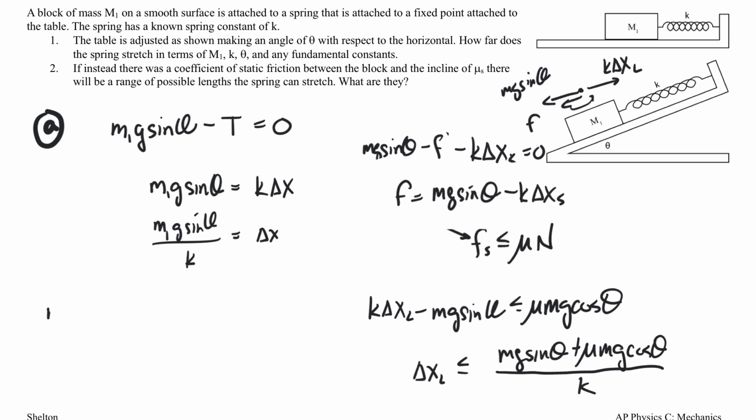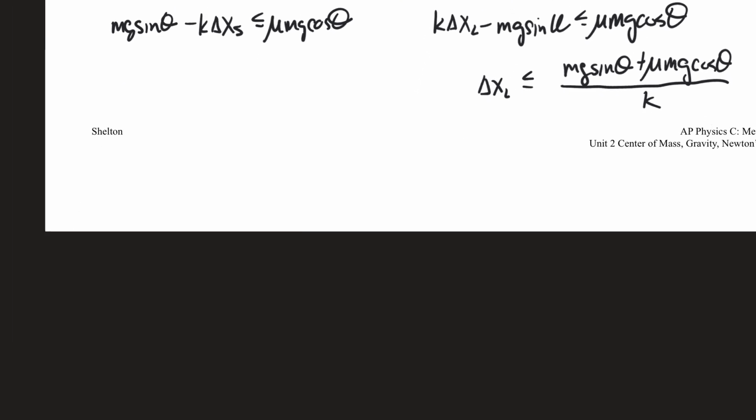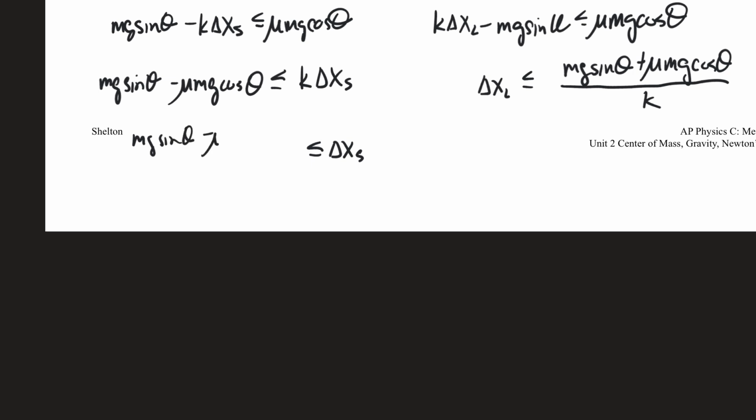So let's see, mg sine theta minus k delta x S is less than or equal to mu mg cosine theta. Let's see, I want to solve this for x S, so, sorry, it's getting a little sloppy, mg sine theta minus mu mg cosine theta has to be less than or equal to k delta x S, and so divide by k, and we'll get delta x S has got to be greater than or equal to mg sine theta minus mu mg cosine theta all over k.